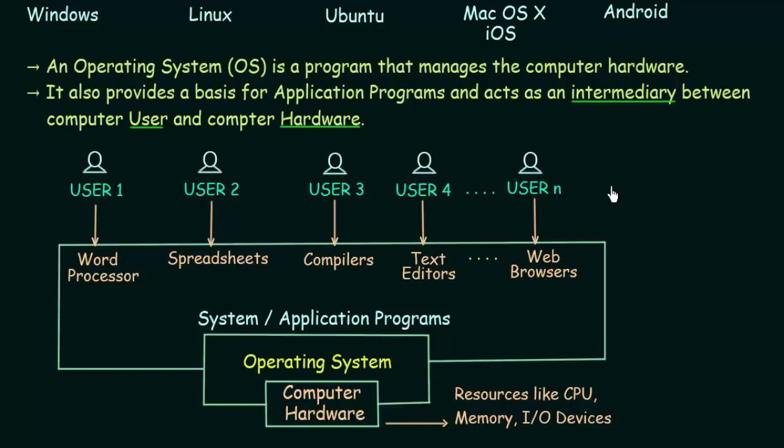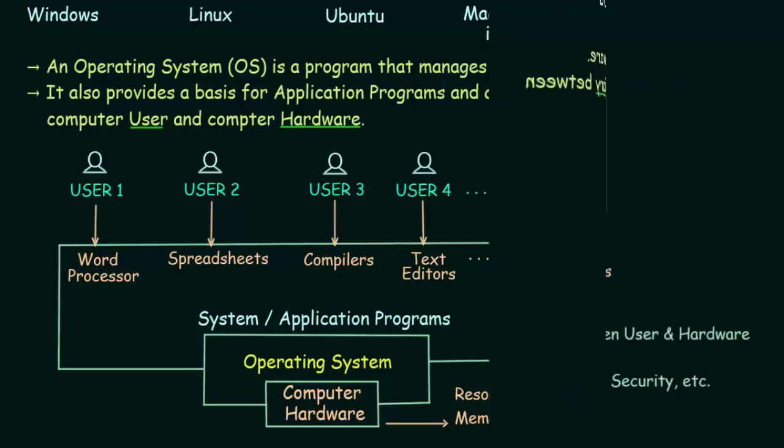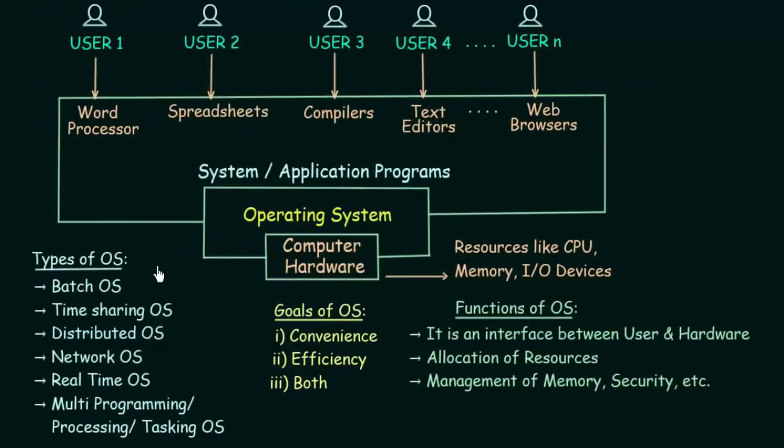Now we will be seeing some of the types of operating systems that we have, and also the functions of an operating system, and what are the goals that an operating system needs to achieve. So here I have some types of operating system. First one is batch operating system, then time sharing operating system, distributed operating system, network operating system, real-time operating system, multi-programming, multi-processing, and multitasking operating systems. It is not limited to just this, but these are some main types of operating systems that we have.